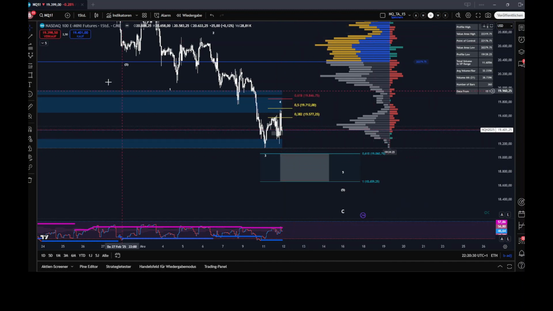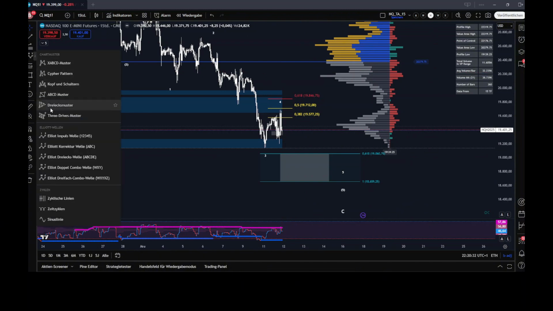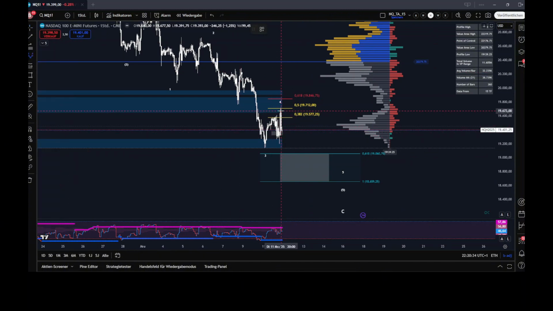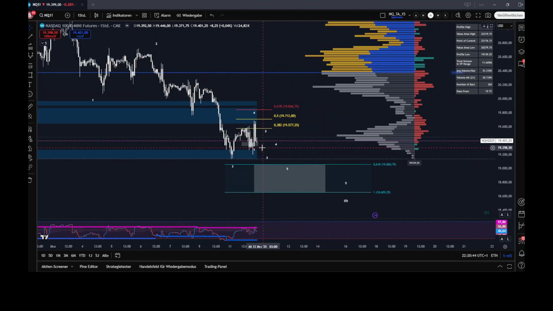So that would be my target box, and it should look to the downside something like this. We did our wave 1 already, wave 2, wave 3, wave 4, wave 5. Okay, so I still need an impulse to the downside in my view, and it could be a relatively quick one.